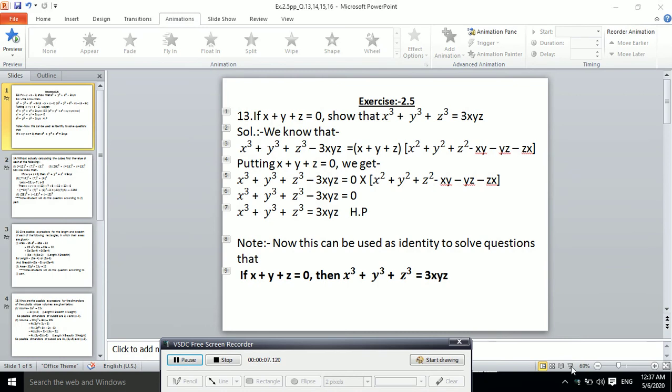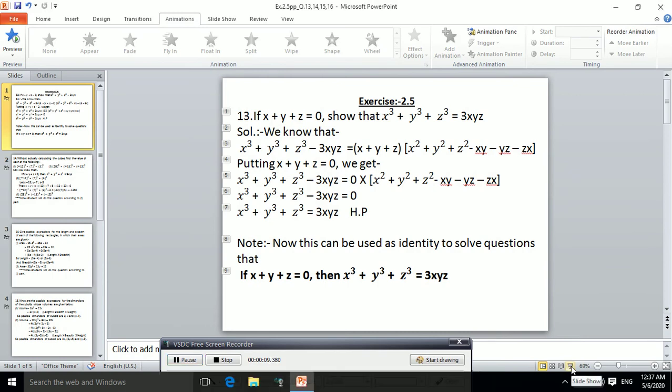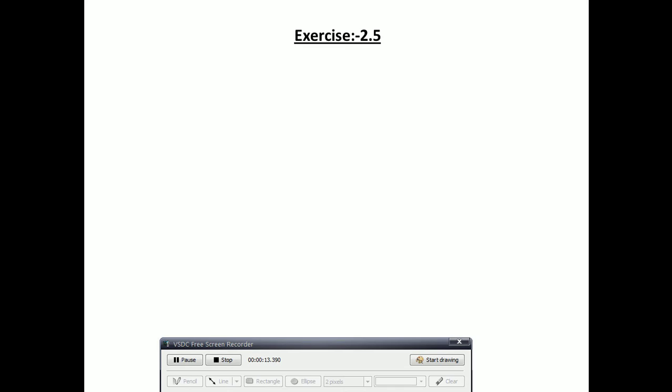Today we will do some more questions of exercise 2.5. We have done till question number 12. Now today we are starting from question number 13. So what is our question?